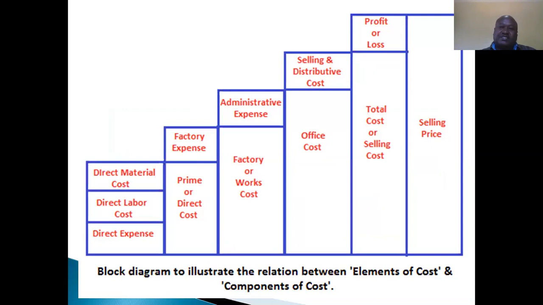Still, when you're looking at the costs, this is how it builds up, right from material to selling price. Look at your extreme left. We start by direct costs: direct material, direct labor, direct expenses. Then we shall have prime or direct cost. Then administrative expenses, which give factory or works cost. Then we have selling and distribution costs, which give office cost. Then we have profit or loss, depending on how efficient you have worked. Total cost plus profit. We shall get the selling price when we add them up to the end.